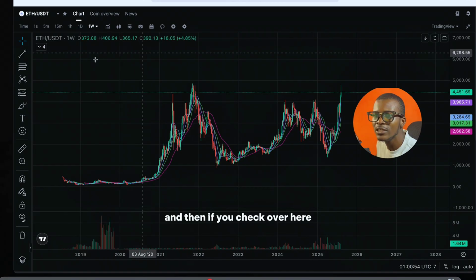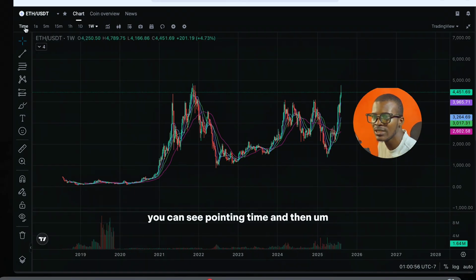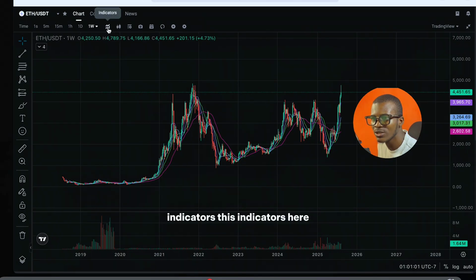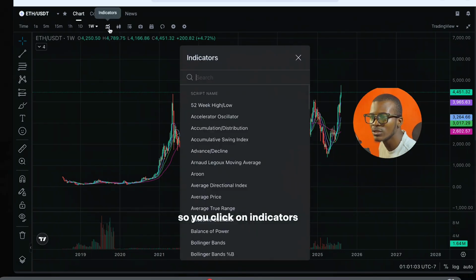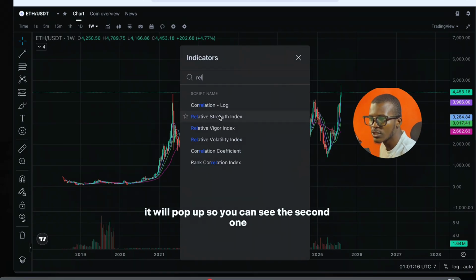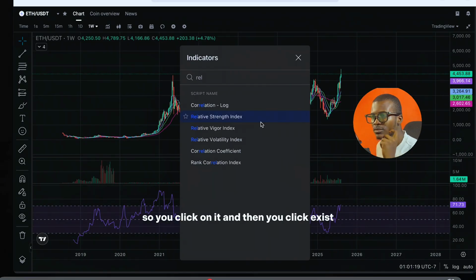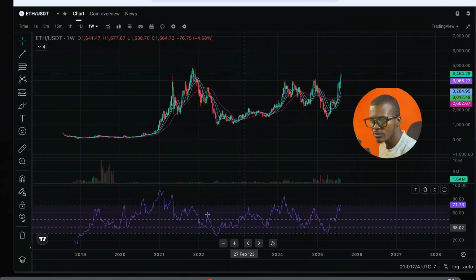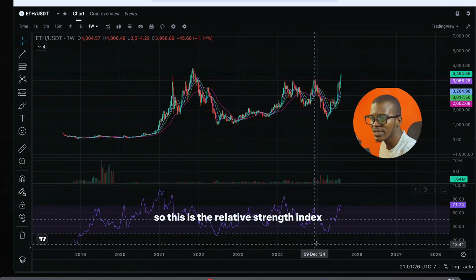If you check over here, you can see these indicators here. So you click on indicators, and we want to type in RSI, or you type relative strength index. You will see it come up. You can see the second one, so you click on it and then you click exit. So you can see it here. This is the relative strength index.